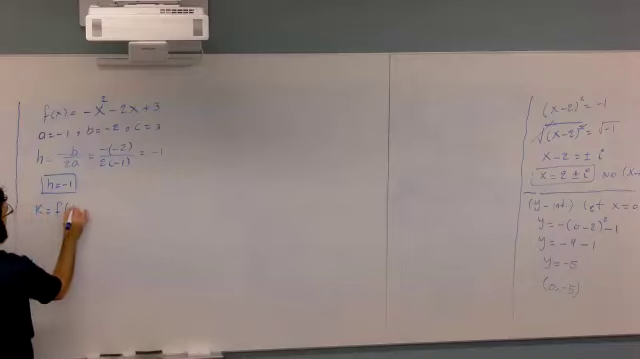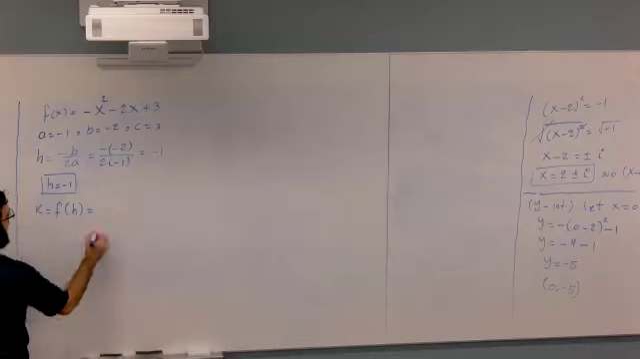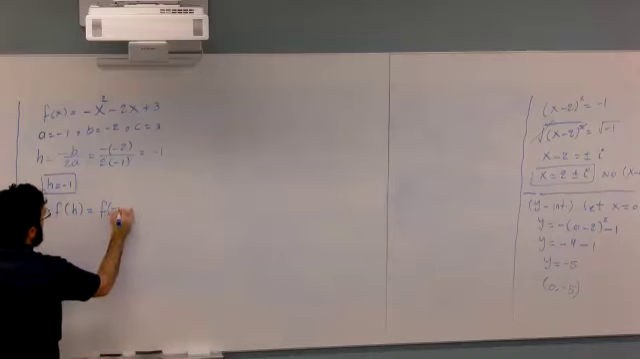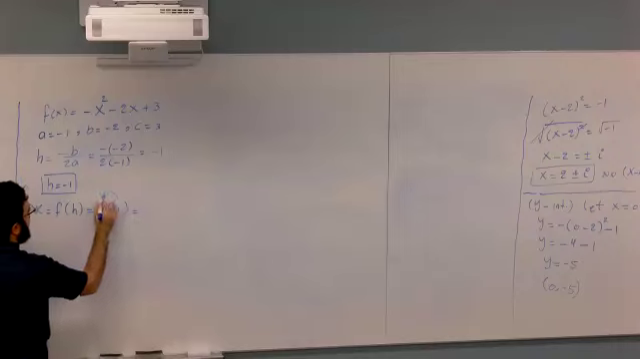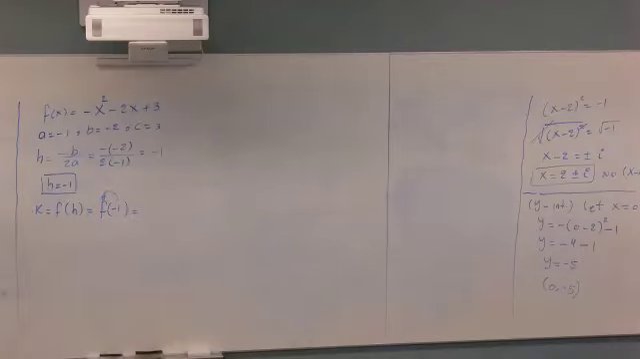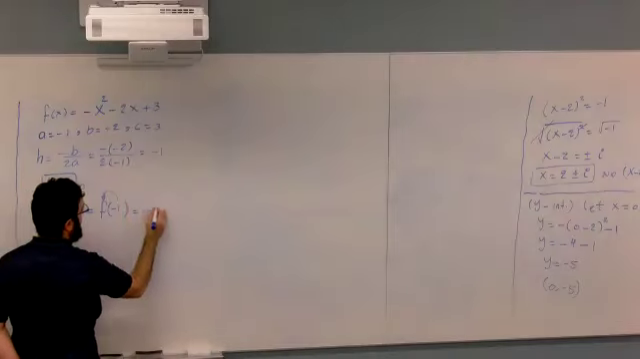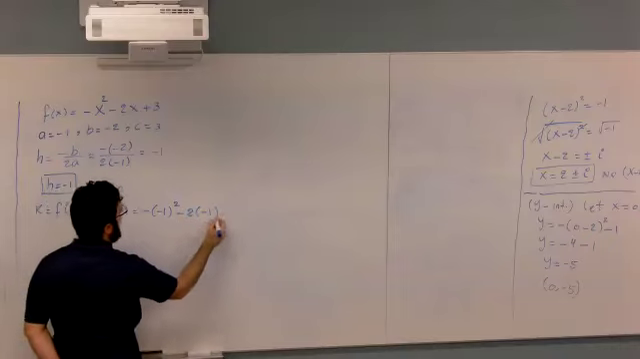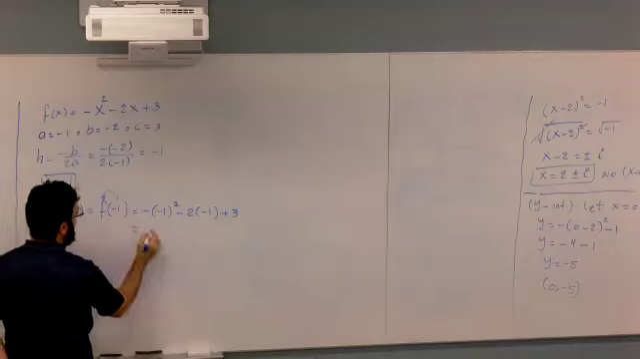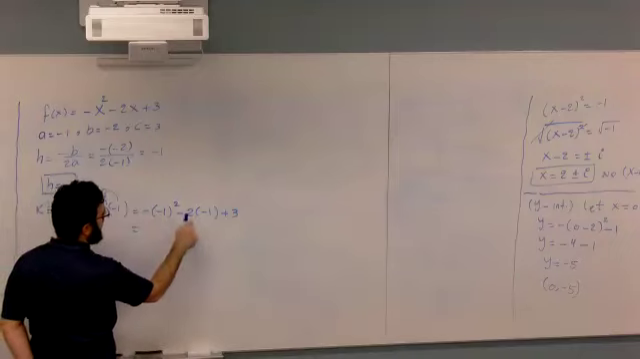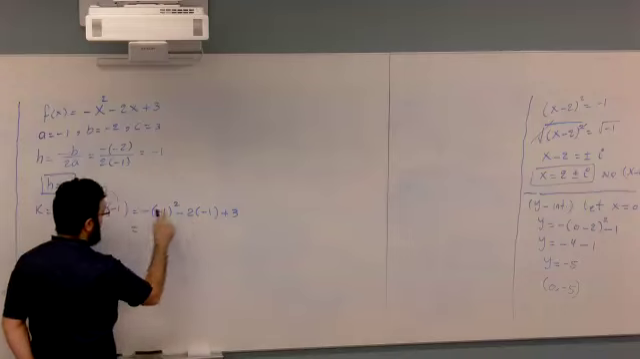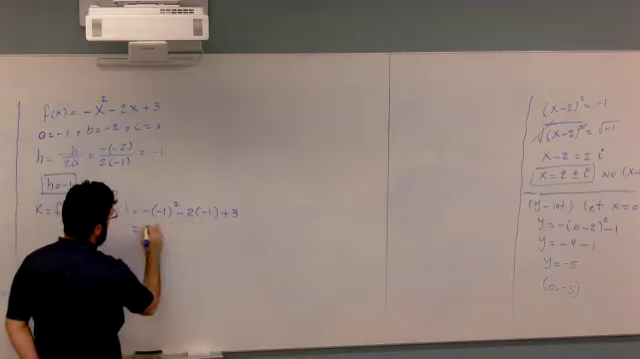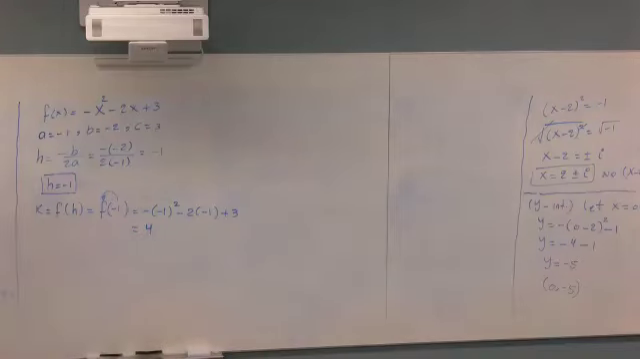k equals f of h, which is f of -1. So that means I need to plug in -1 into the original equation. It's -1 squared minus 2 times -1 plus 3. This is positive, so give me 1 plus 2 plus 3, which is 4. Okay. We have h, we have k.